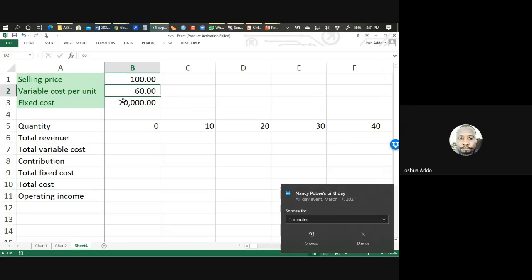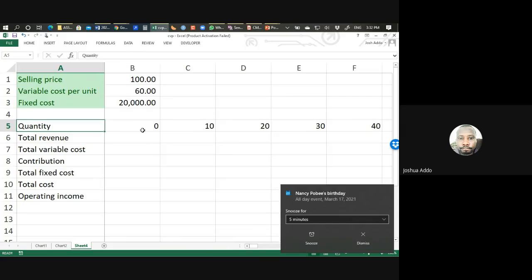What if fixed cost is not 20,000 as I've captured here, but fixed cost is 15,000 because we're able to work out how to reduce some fixed costs? What will be the impact on our profitability? You want to see all of these things. So that's why you have to do the modeling like this. So we have captured the key input variables.